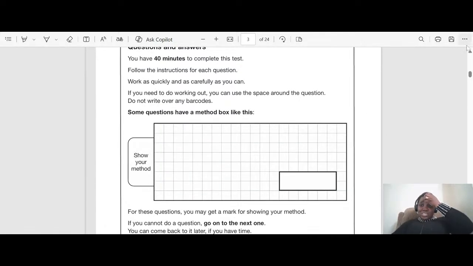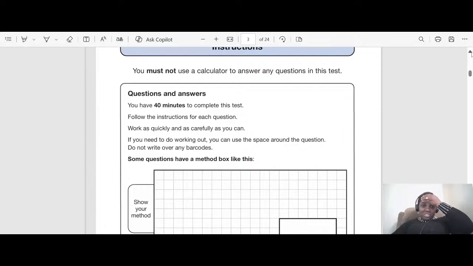So now let's quickly take a look at all the instructions. It says you must not use a calculator to answer any question in this test. You have 40 minutes to complete this test. Follow the instructions for each question. Work as quickly and as carefully as you can. If you need to do working out, you can use the space around the question. Do not write over any of the barcodes.